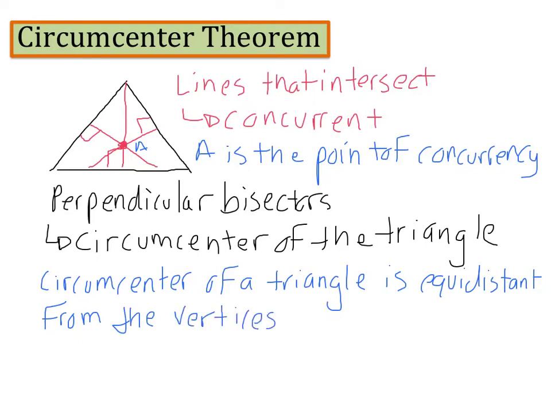So if we have our point A here, and we'll call these corners B, C, and D, these vertices of the triangle, the length from here to here, from here to here, and here to here is all the same. So the length of AB is congruent to the length of AC, which is congruent to the length of AD. And that's the Circumcenter Theorem.